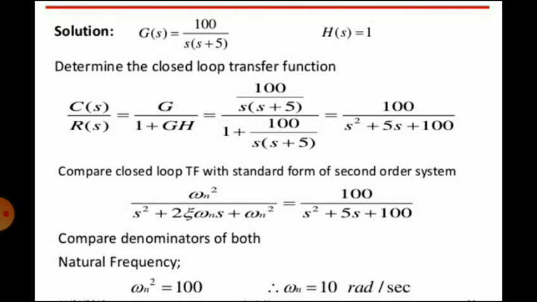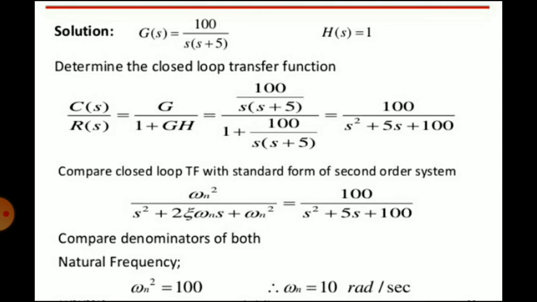So find C(s) upon R(s) equal to G upon 1 plus G(s), that is the standard formula. You have to put in the value of that transfer function. After simplification you will get 100 upon s square plus 5s plus 100. Now you have to compare the closed loop transfer function with the standard form of a second order system. The standard form is given on the left hand side, and this closed loop transfer function is on the right hand side. So you have to compare the denominators of both.